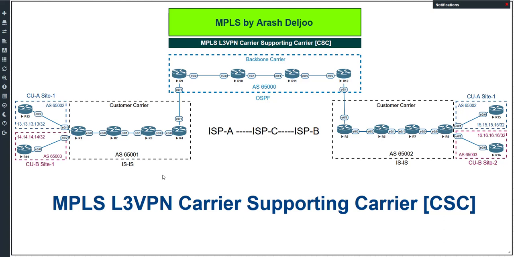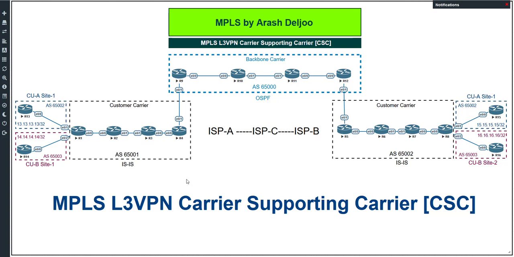MPLS Layer 3 VPN carrier supporting carrier, or CSC. In this video, I'm going to talk about the CSC, another form of inter-AS MPLS Layer 3 VPN. Let me talk about the CSC, and after that we can start the configuration and compare it with the inter-AS MPLS VPNs we learned before.